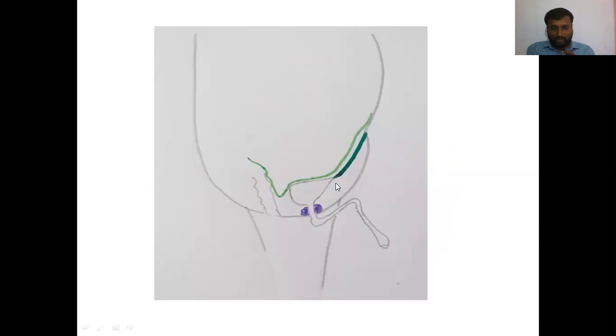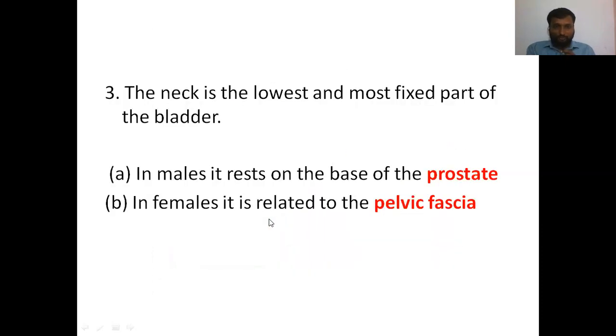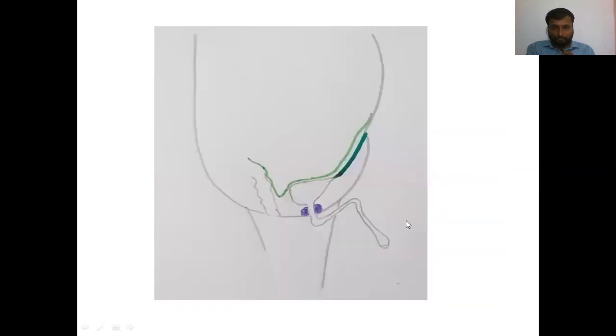So these are the relations of the apex and the base. Now, relations of the neck. The neck is related to the prostate in males and pelvic fascia in females. I told you this colored area represents the prostate, the beginning portion of the urethra, through which the urinary bladder externally opens. See this neck, now the tip of the cursor is on the neck. That neck continues with the urethra.